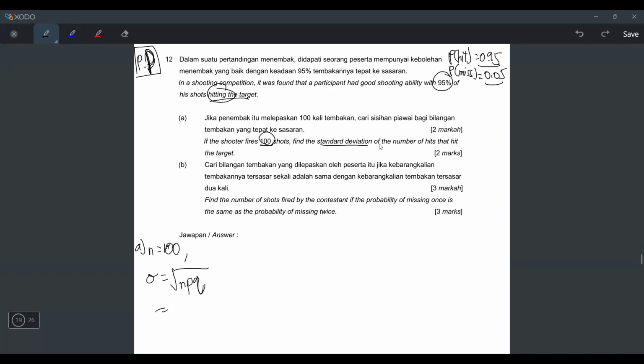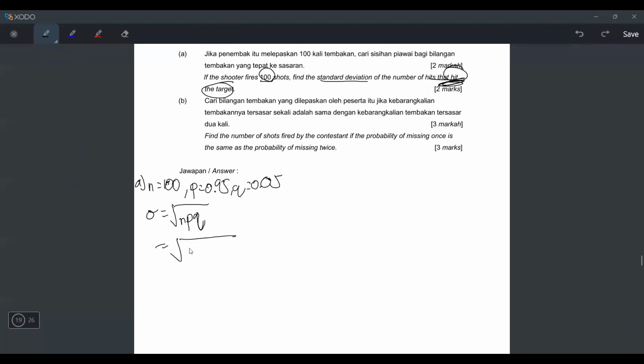Okay, and then they say standard deviation of the number of hits that hit the target. So it means hit is what? Hit is considered success. So the probability of success will be probability of hitting, 0.95, and then the Q will be 0.05. If you want to know which one is success, you have to read the last words. So what's the formula? Square root of 100 times 0.95 times 0.05. This is under binomial distribution, in the Form 5 chapter. Okay, 2.179. So the answer is 2.179.